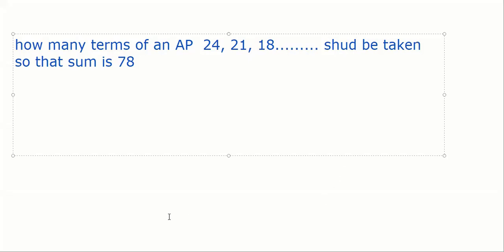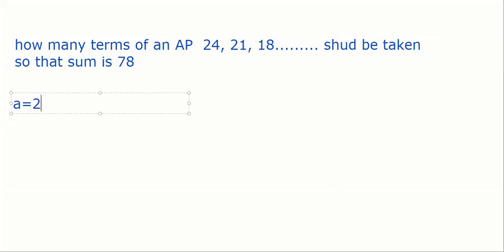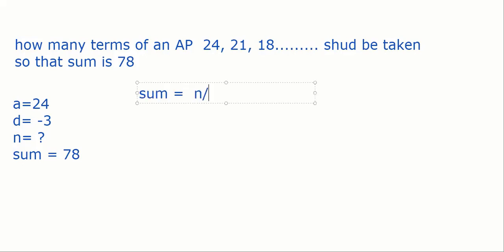Tell me what is a here, guys? 24. A is 24. I want to tell you something very important. What is d here? Minus 3. And we have to find out n, as the sum is given. Dhruv also says 4 terms, Vallabh says 4 terms. See now the magic. Sum is given by n by 2 into 2a plus (n minus 1)d. This everybody knows.